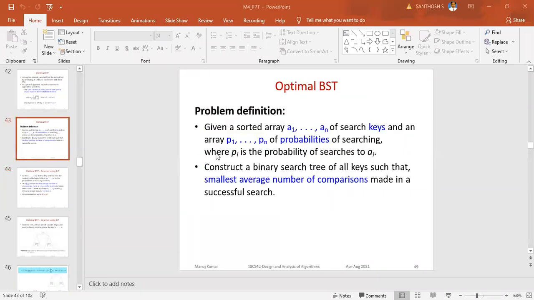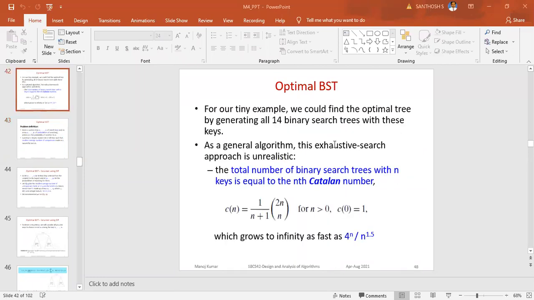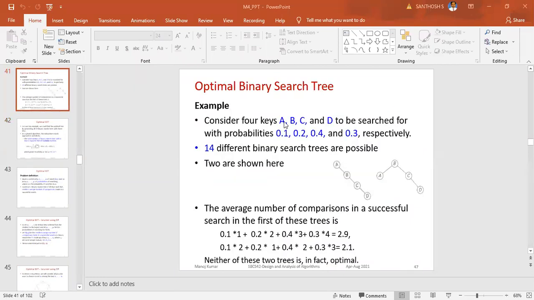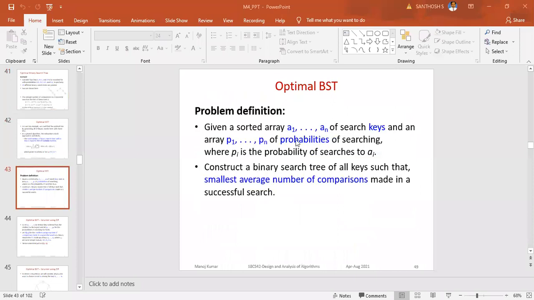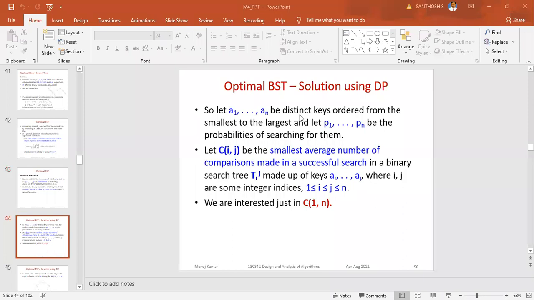So what is in the problem statement? There is a sorted array A1 to AN of keys and an array P1 to Pn of probabilities. So I can tell you these are the 4 such keys with 4 probabilities. We have taken it as A1, A2, A3, AN, P1, P2, P3, Pn. So that is the A1 to AN and P1 to Pn, where Pi is the probability of searching for Ai. Construct the binary search tree of all keys such that the average number of comparisons made in a successful search is smallest. So now come to the solution.